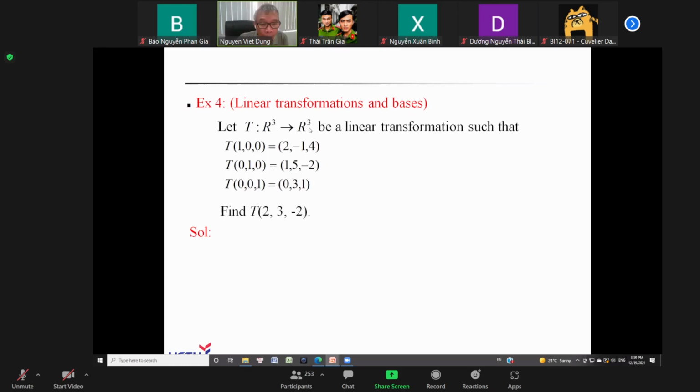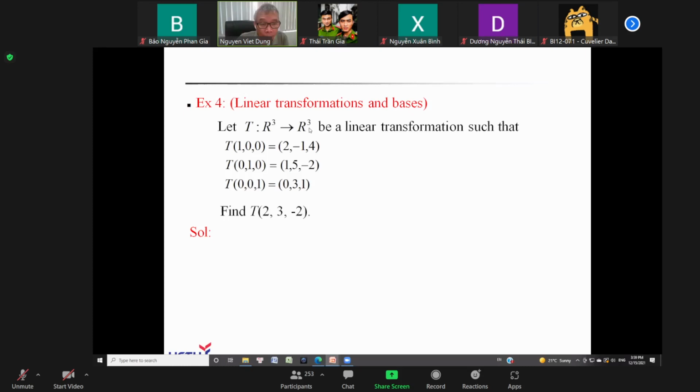Then, if we are required to find T of the vector with coordinates (2, 3, -2), it's very easy. You write down (2, 3, -2) as a linear combination of the vectors E1, E2, E3. Then T of that vector equals the same linear combination of the images, with the same coefficients 2, 3 and -2. So we get that one. It is very, very easy to do.